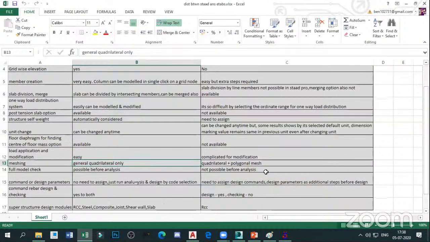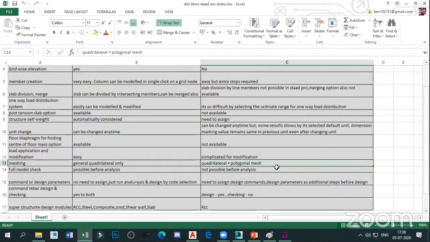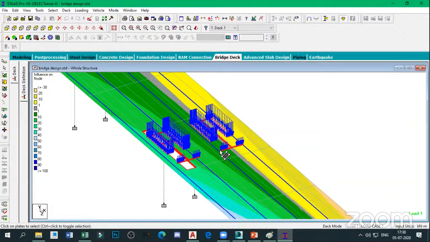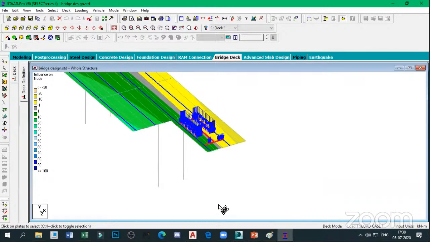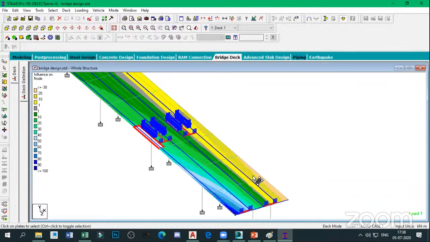There is a quadrilateral and a polygonal mesh. Both are possible in STAAD, but not possible in ETABS. Only the quadrilateral mesh is available. This is the quadrilateral mesh, not a polygonal mesh. Polygonal mesh means it will be meshed in a triangle way. Everything must be provided in triangles, but here a square is possible. It's called quadrilateral meshing. It's one single plate, and it will be meshed into hundreds of parts. This is called meshing. Right?